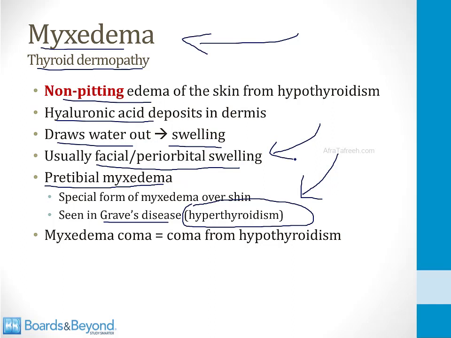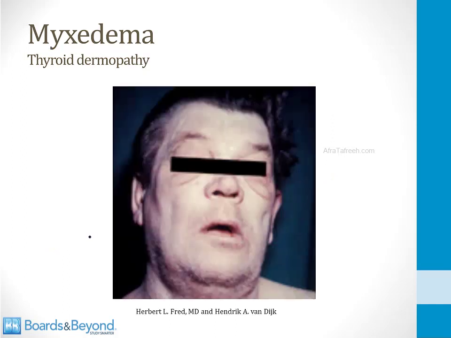region. You will also sometimes hear the term myxedema coma, and this is the term that is used when a patient develops coma from hypothyroidism. Here's a picture of a man with myxedema, and you can see this swelling around his eyes. That's the classic form of myxedema seen in hypothyroidism.